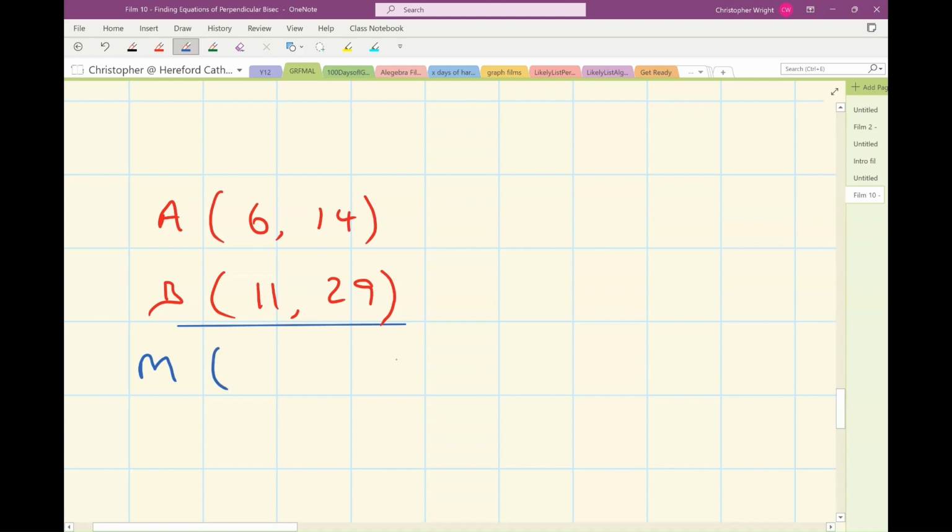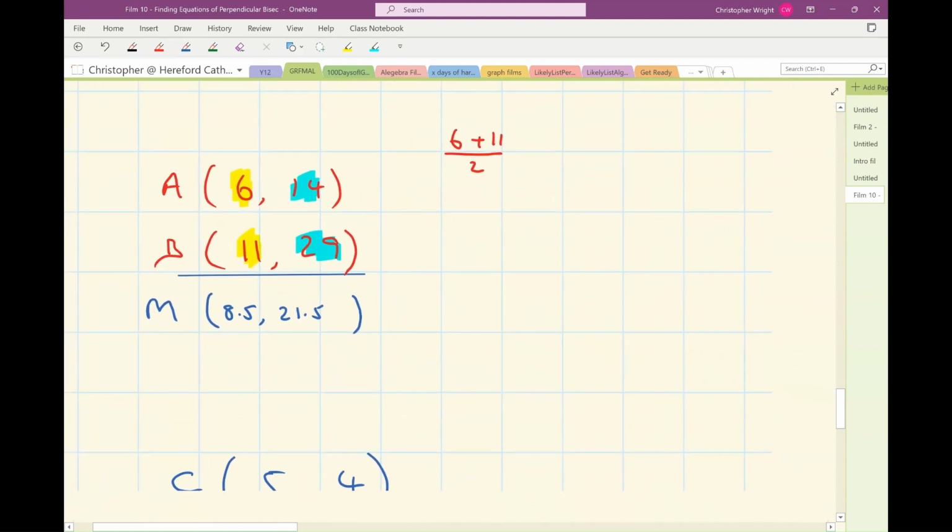Now, how do I find the midpoint between these 2 points? Well, you probably know that you need to go halfway between these 2 x coordinates and halfway between these 2 y coordinates. How do you find a number that's halfway between 6 and 11, for instance? Well, you simply do 6 plus 11 and divide that sum by 2. So that's going to be 17 over 2, which is 8.5. 14 plus 29 is 43. And so if I was going to be lazy, I'd just write 43 over 2. But I think I can manage 21.5. So there's my midpoint between A and B.